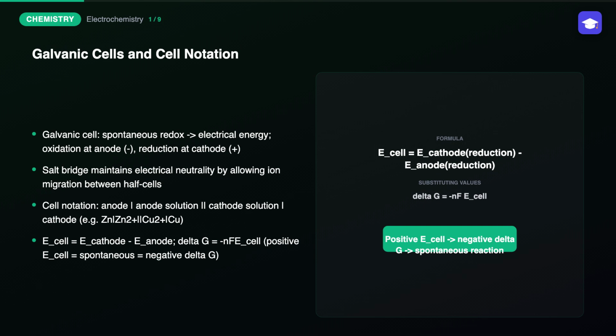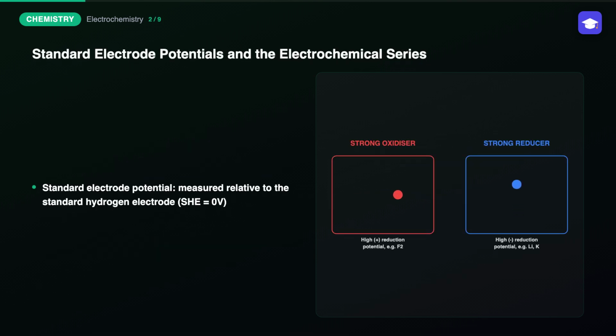Standard electrode potential is measured relative to the standard hydrogen electrode, arbitrarily assigned a value of exactly 0 volts, under standard conditions: 1 molar concentration, 1 atmosphere pressure, 25 degrees Celsius. Every other electrode's potential is measured specifically as a reduction potential relative to this fixed reference point.